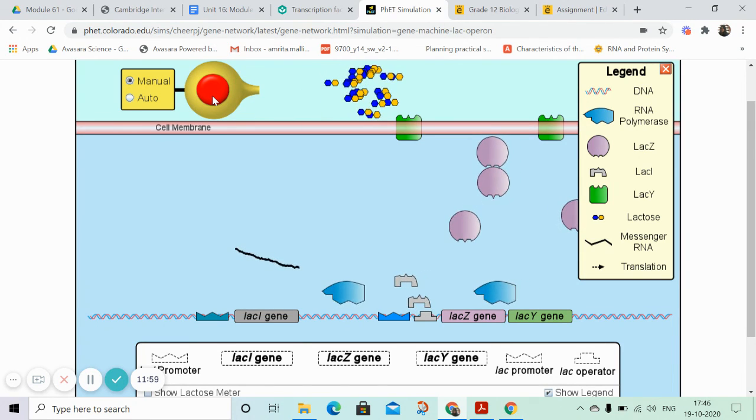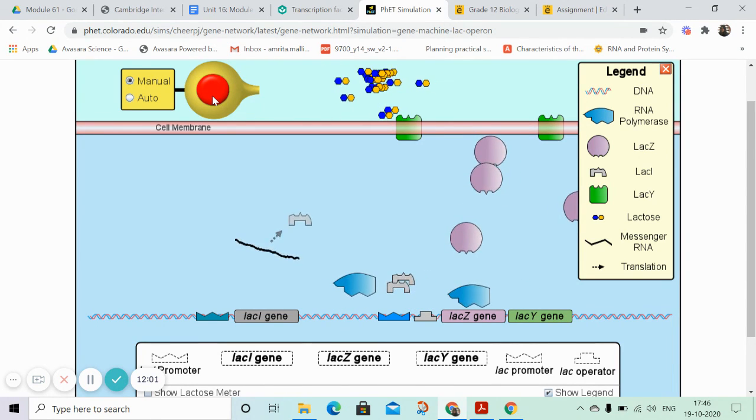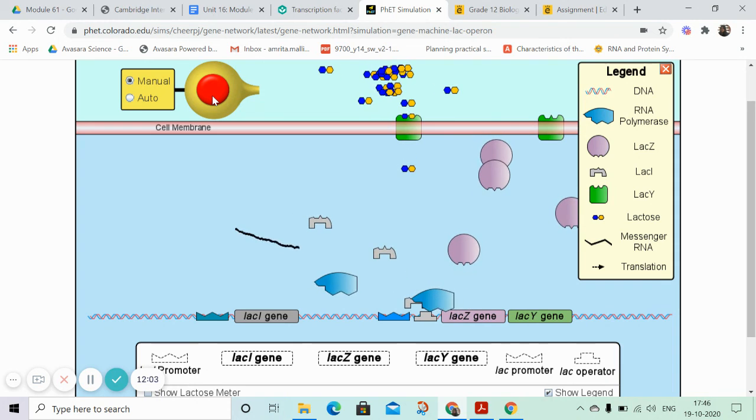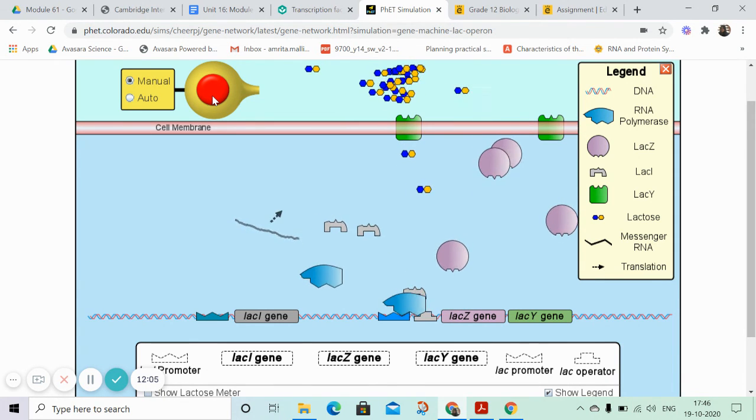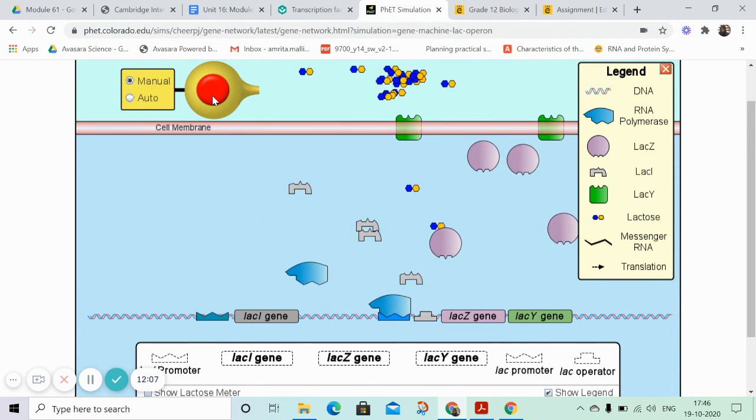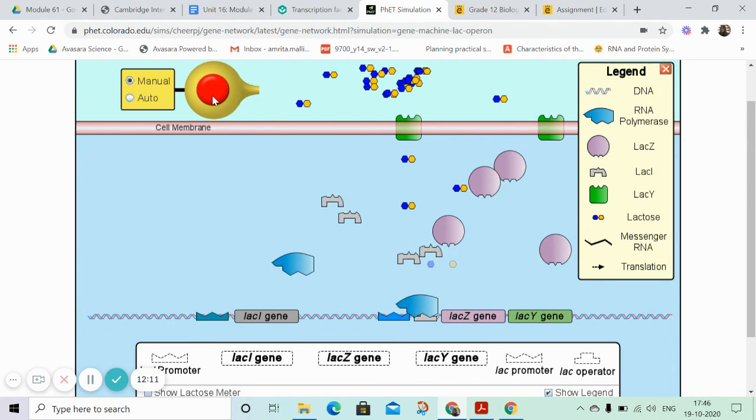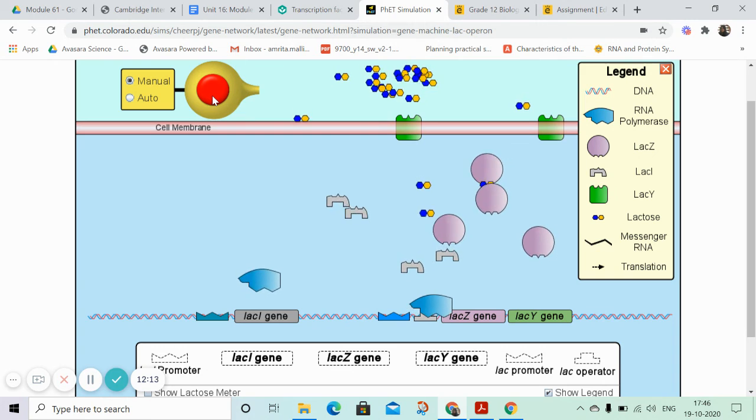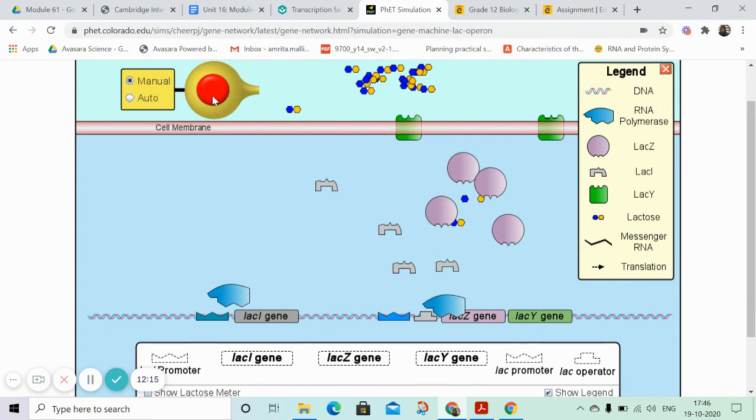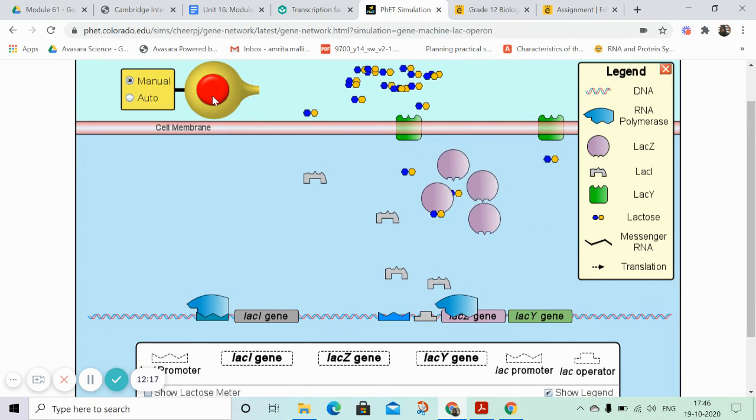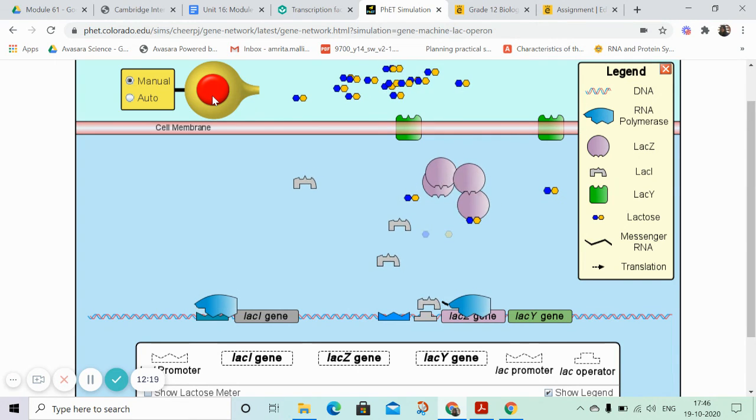Observe. Think about what the LAC-Y gene produced. What was transcribed and what was translated from the LAC-Y gene? And what is that product doing? The LAC-Y gene product. Hope you're noticing.